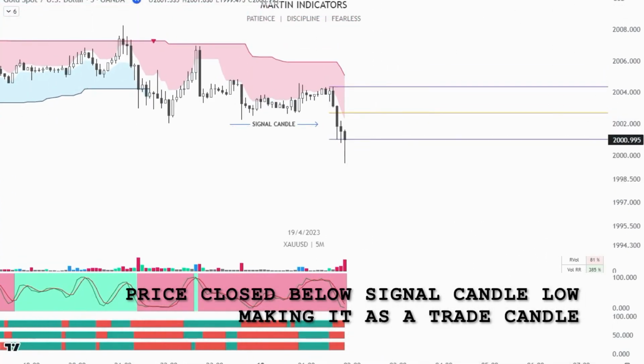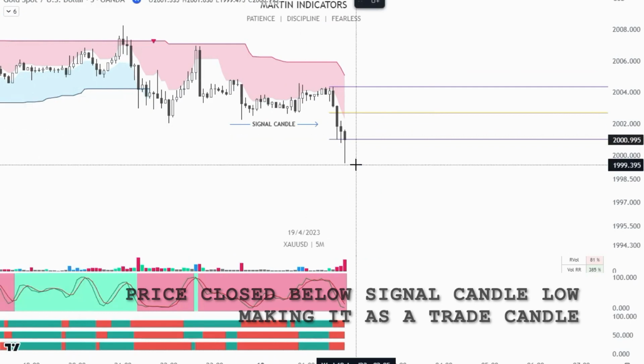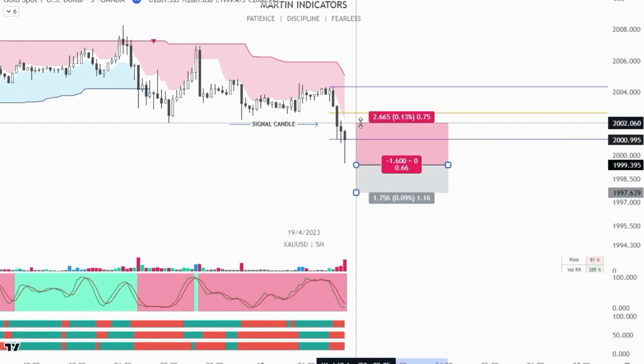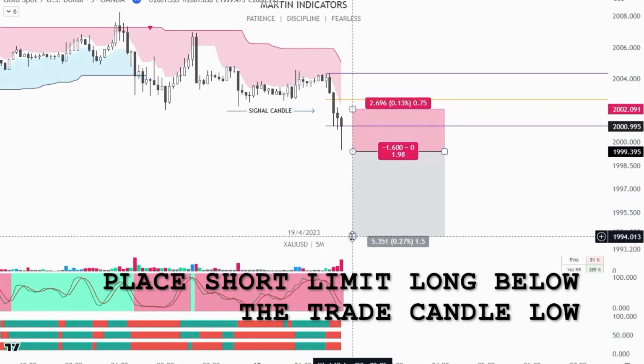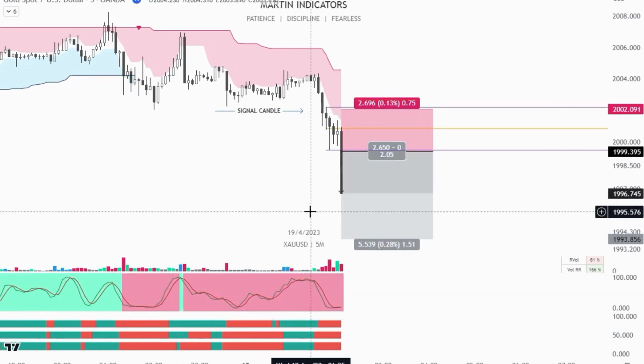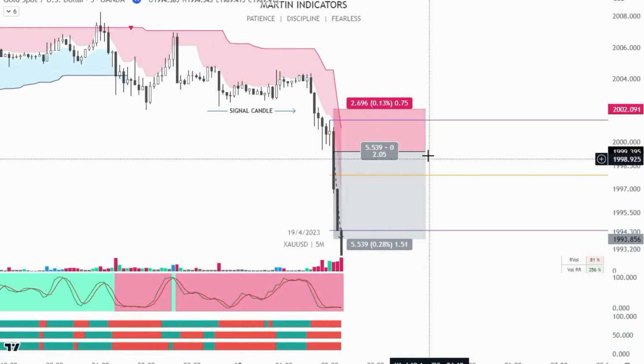Now the second candle closed just below the signal candle low, which marks it as a trade candle. We will now place a stop limit sell below the low of trade candle, and we place the trade placement as per the rules, and the targets will precisely hit.